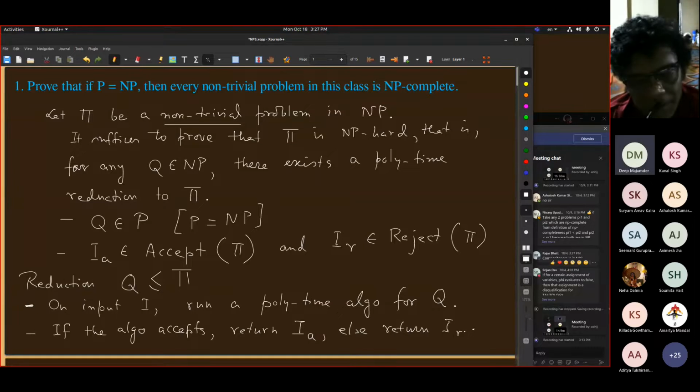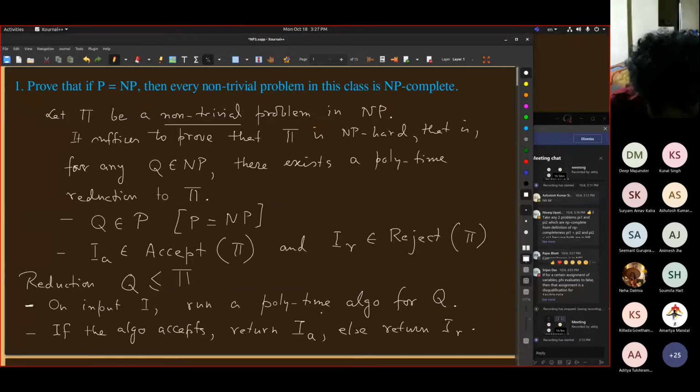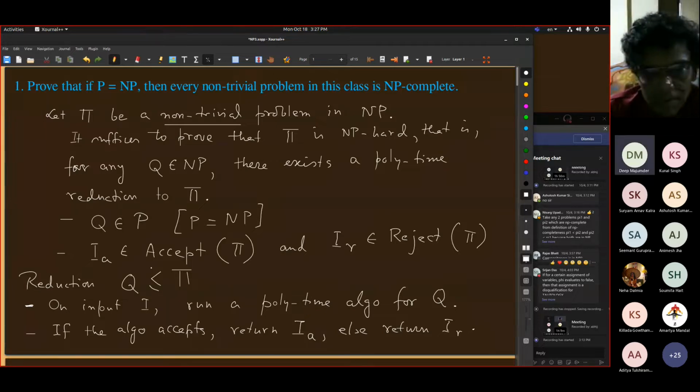Given that we already know an IA and IR, these are actually constants, right? IA and IR behave like constants, maybe very large constants, but they are still constants and absolutely independent of the size of this I. Yes or no? Yes, sir. Okay, so this is basically a constant time effort in terms of the size of the input I for Q. So this is polytime, this is constant time, so the total is a polytime algorithm.